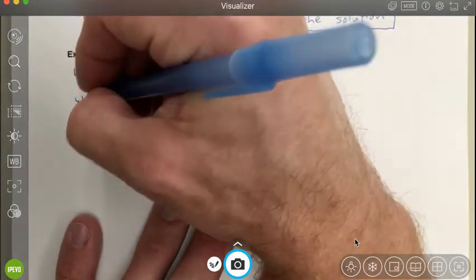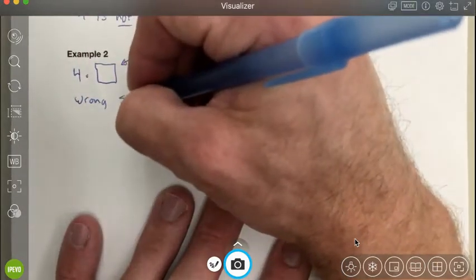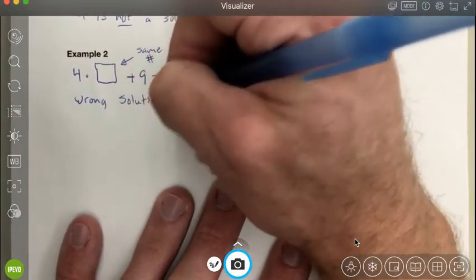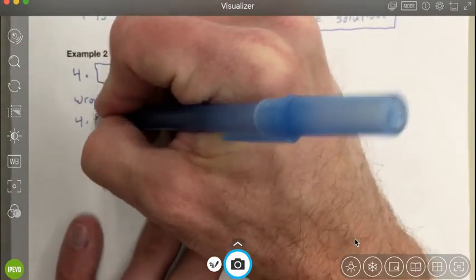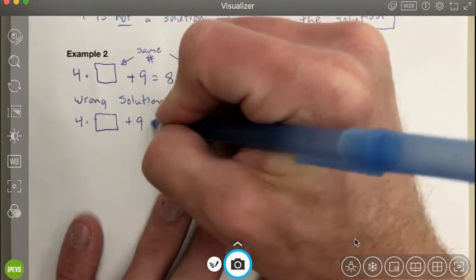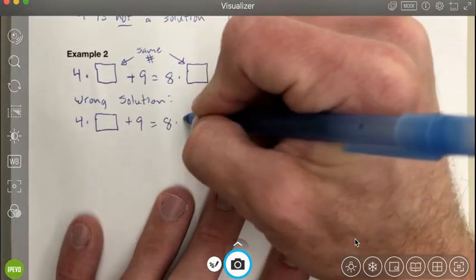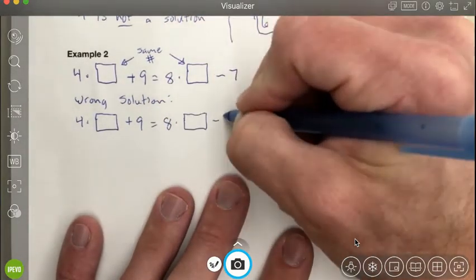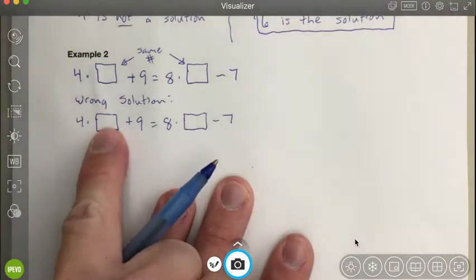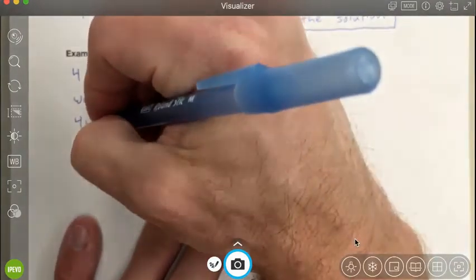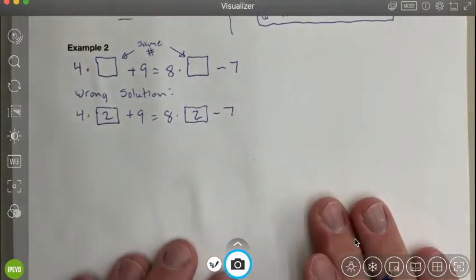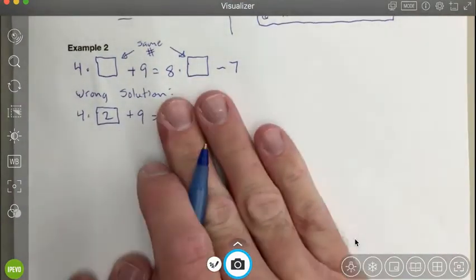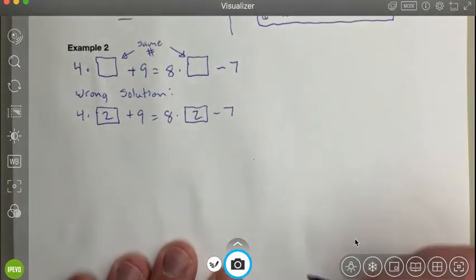Once again, I'm going to start with a wrong solution. I'm going to start with 2. So if I throw a 2 in here, then this should be a 2 as well. And now I just want to evaluate both sides and see if they result in the same thing.